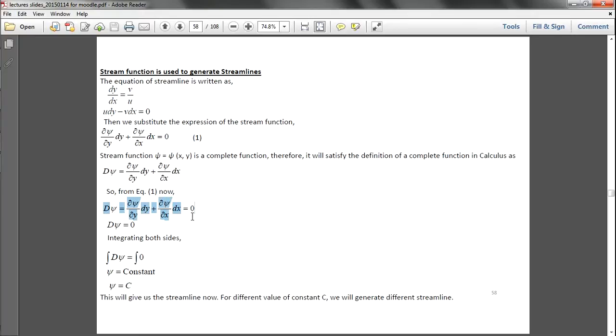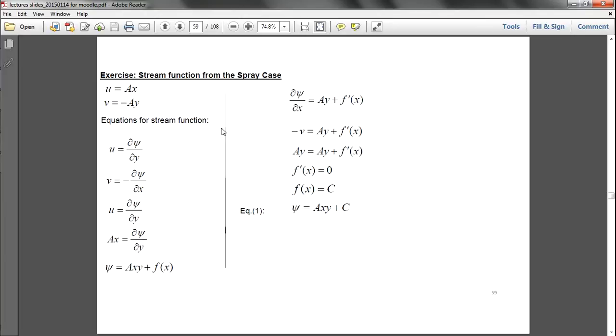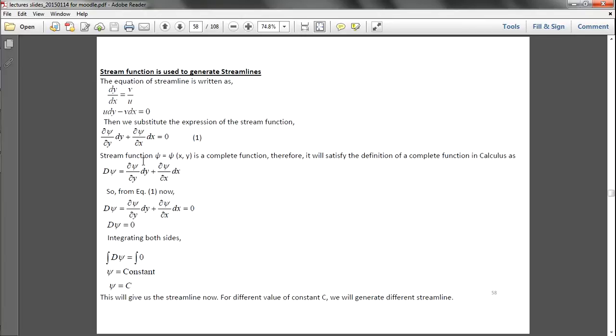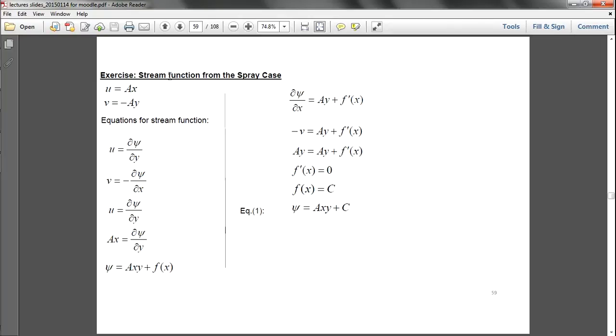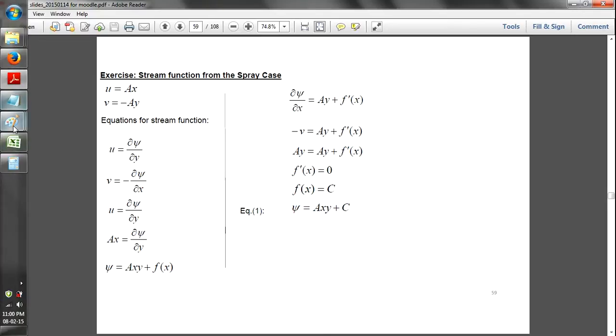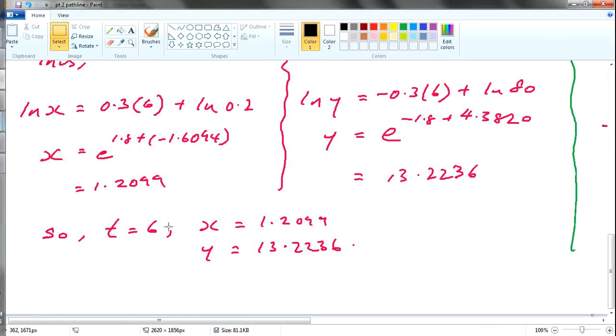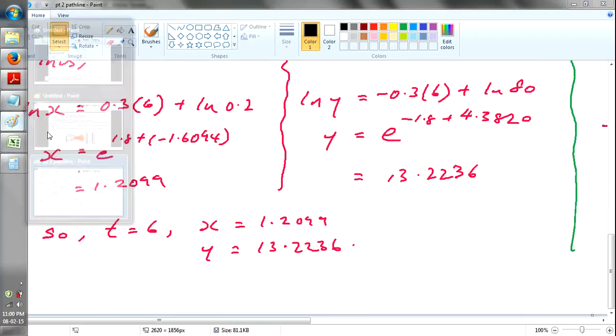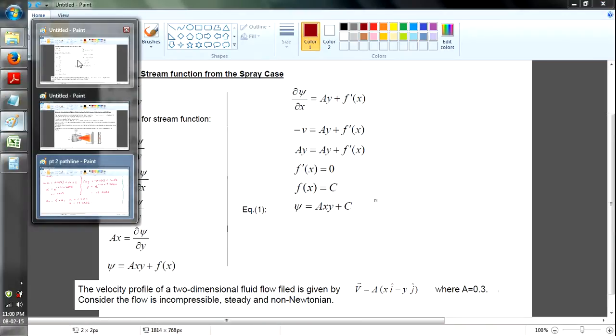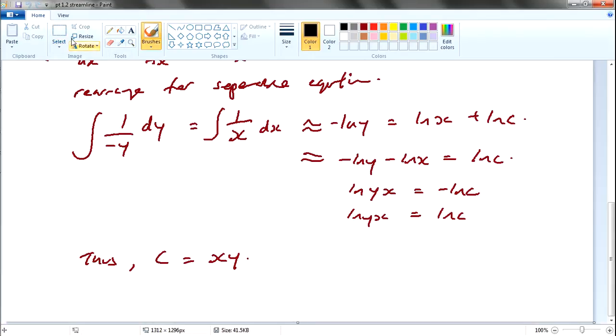You also know how this is derived, so I suggest you go and understand how to derive all these things. Then we derived, using the same method, a stream function for a stagnation case, which is the totally same thing as this. If you remember, our stream constant, our stream function, is equal to xy in this case.